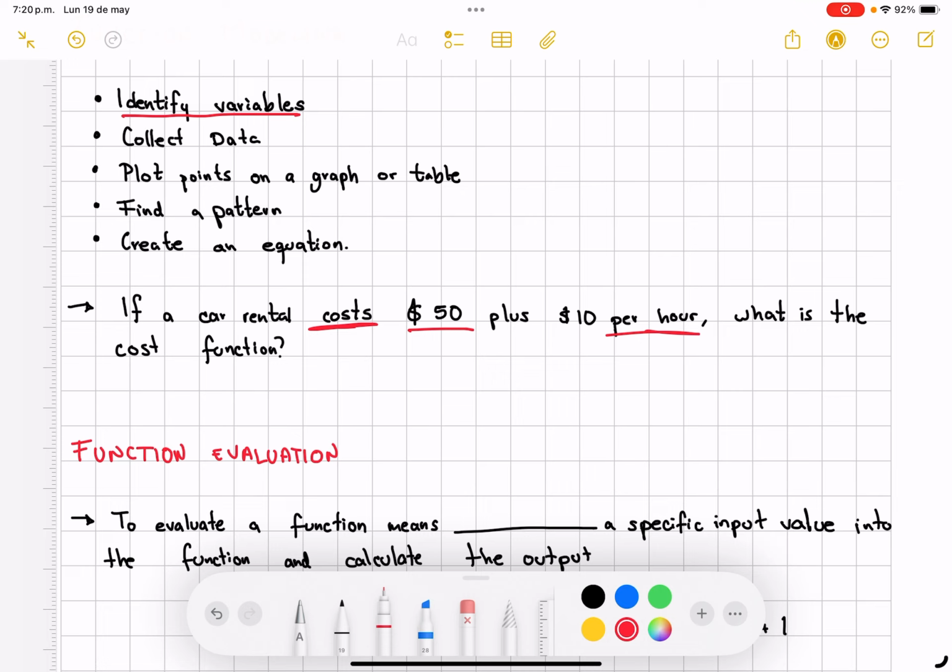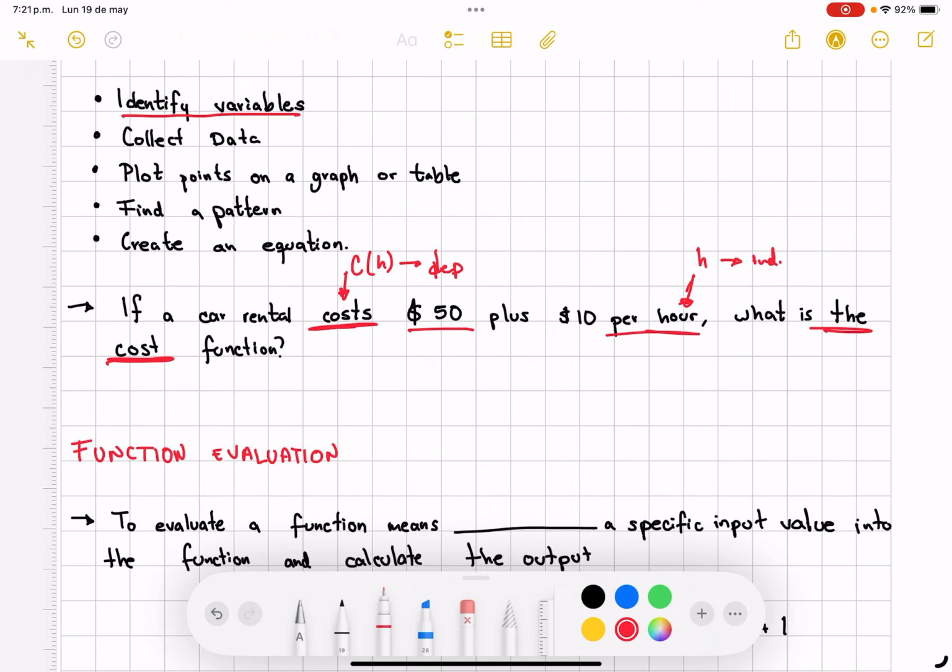This is dependent of time. Okay, so this is a function. We are going to say, because what is a cost function? This is going to be our dependent variable. We are going to say c of h, because this is going to depend on the time, and the time is hour. So this is our independent variable, and this is going to be our dependent variable. All right?